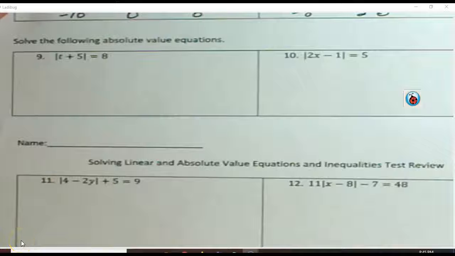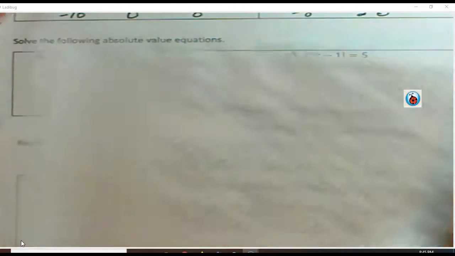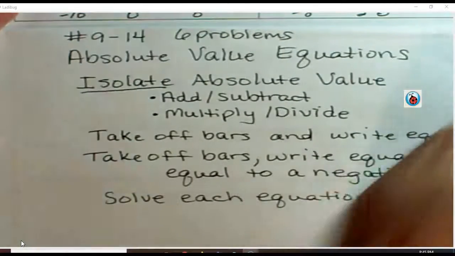Okay, we're going to be looking at absolute value equations. These are the ones that have the equal sign. We've already done absolute value inequalities, but this is just a review on the absolute value equations. This is for problems number 9 through 14.